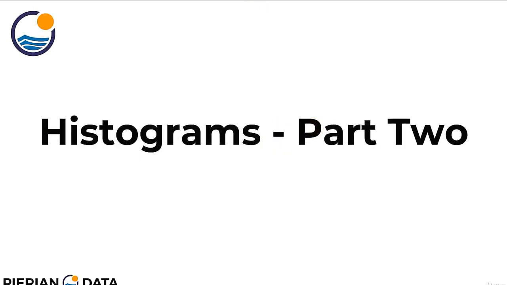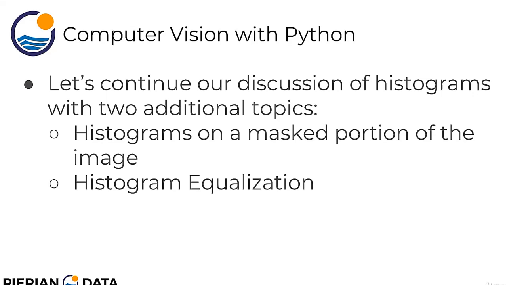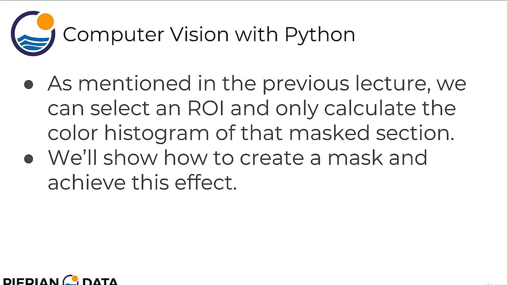Welcome back, everyone. In this lecture, we're going to talk about histograms again, and we're going to continue our discussion with two additional topics. The first one being histograms on a masked portion of the image, and the second one being histogram equalization. As we mentioned in the previous lecture, we can actually select a specific region of interest and only calculate the color histogram of that masked section. We're going to show you how to create a mask and then achieve that effect. That should be just a brief little overview of applying the mask and then calculating the color histogram.